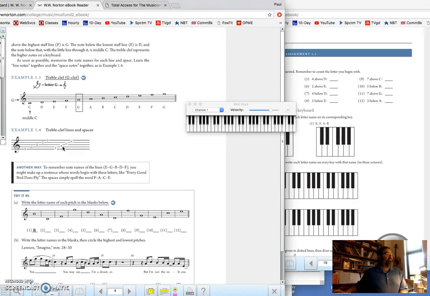Probably higher than that, right? And then the other ones, E, G, B, D, F, right, gets you the lines of the treble clef. They're all skips, right? You're skipping over a letter name to get that.